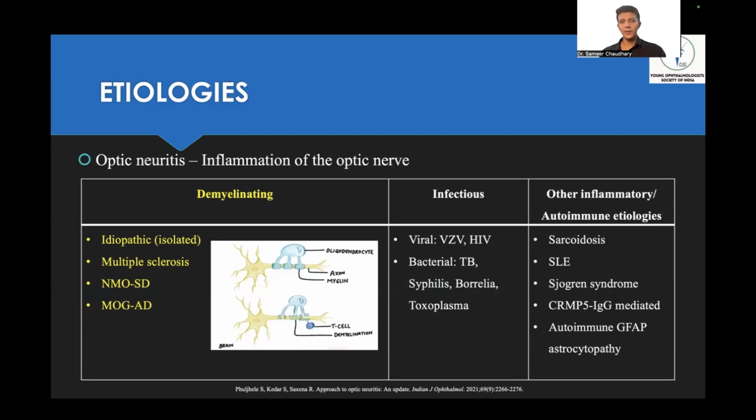The causes are highly varied and have been classified as demyelinating, infectious, and other inflammatory and autoimmune etiologies. Among these, demyelinating causes are the most common and include idiopathic or isolated, where there is no known systemic demyelinating disorder; multiple sclerosis, which is the most common systemic association; NMOSD, which is neuromyelitis optica spectrum disorder; and myelin oligodendrocyte antibody disease.